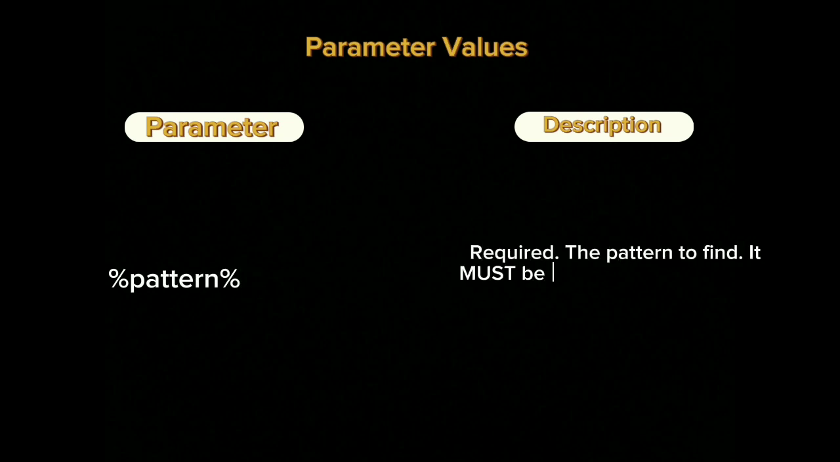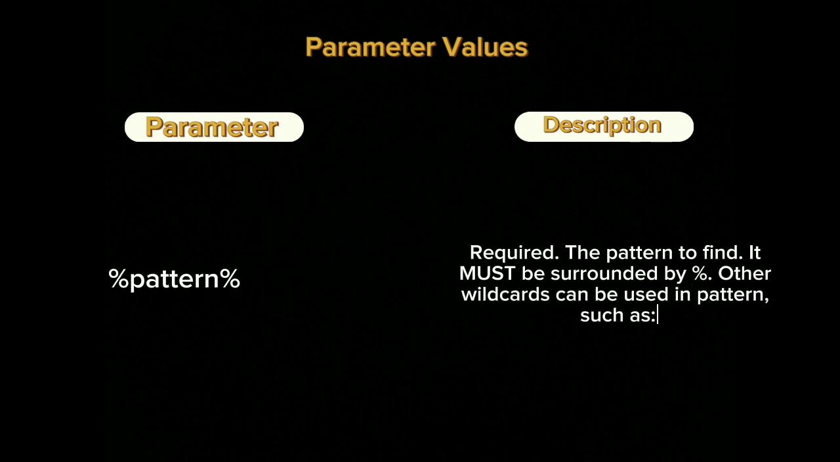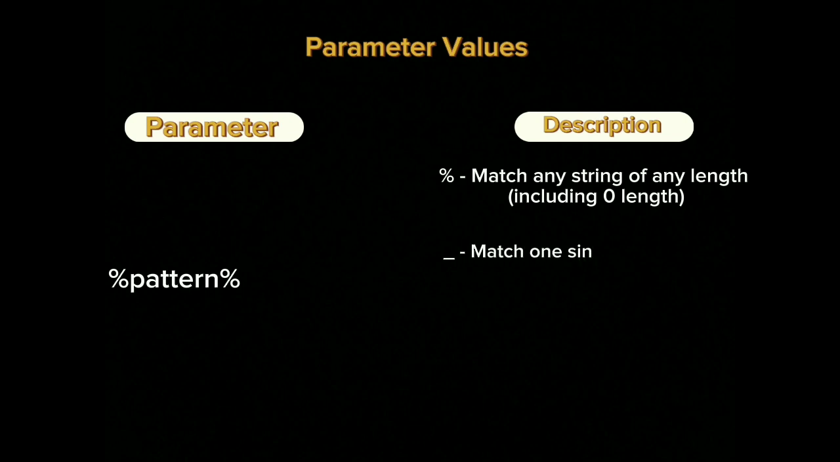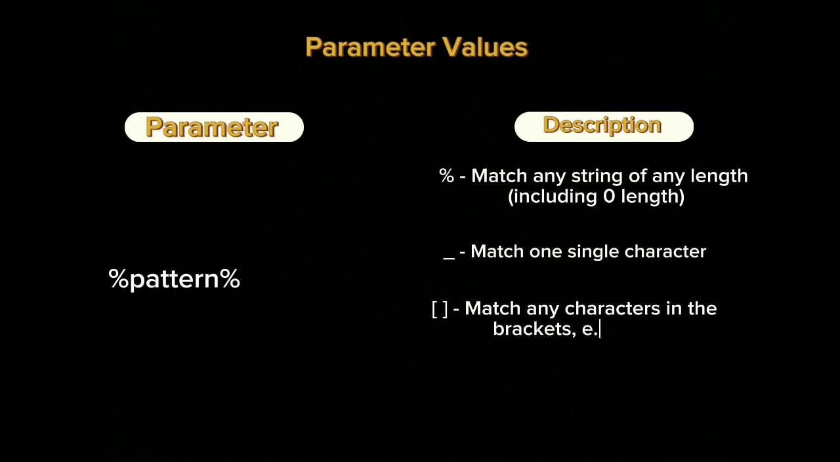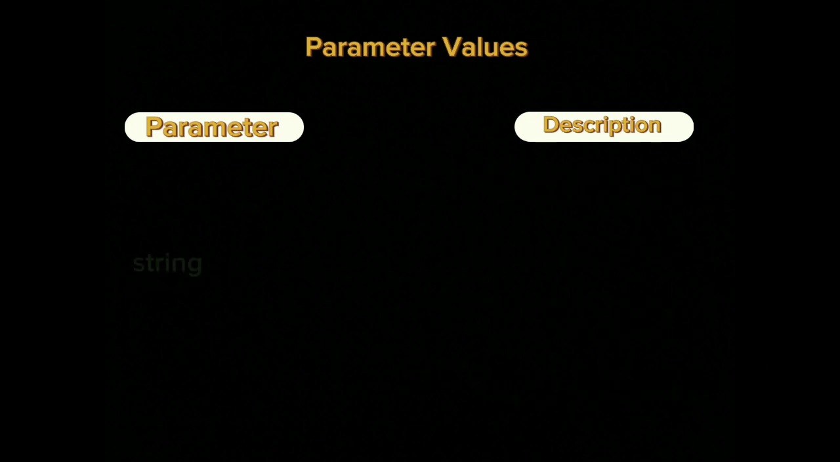Here are the parameter values. First, %pattern%. Description: required. The pattern to find must be surrounded by %. Other wildcards can be used. Percent: match any string of any length, including 0 length. Underscore: match one single character. Brackets: match any character in the brackets. Caret: match any character not in the brackets. String: required, the string to be searched.